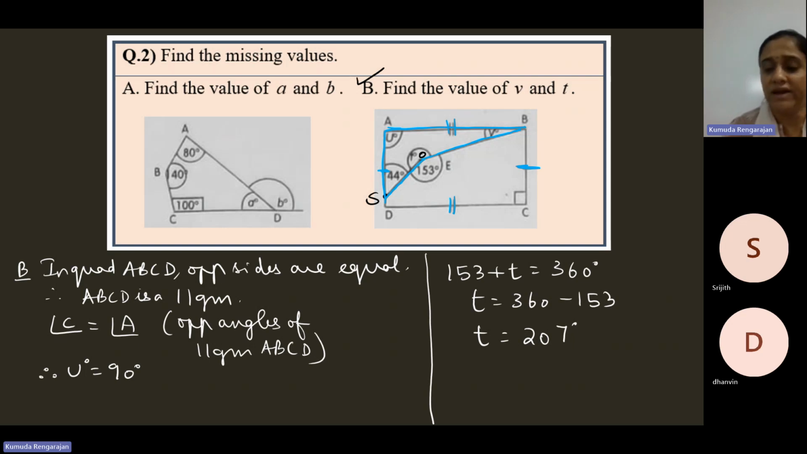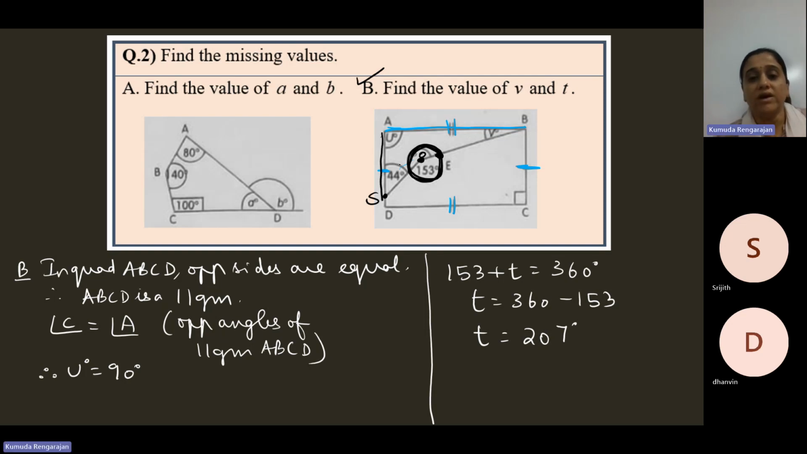Okay. Next, to find T. This is T. The sum of the angles around a point is equal to 360 degrees. Now around this point O, there are two angles. If you start from here, this is 153 degrees. And from here to here is T. So 153 plus T is equal to 360 degrees. So T is 207 degrees. Next, V.